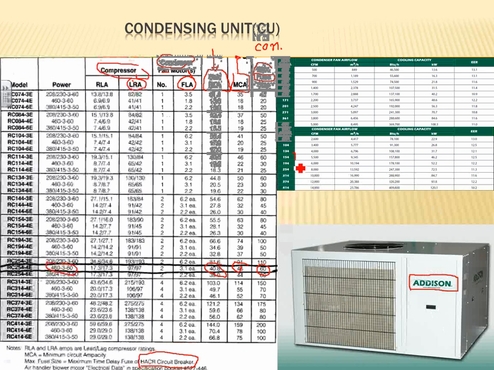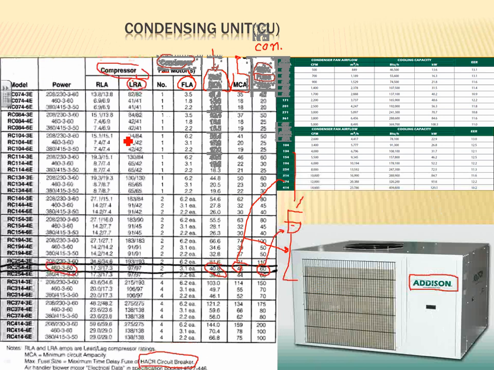So I have my disconnect here, my fuse in here, feeding this unit. This is my fuse size here, and where's my conductor size? Here's my conductor, my conductor size is right in here. Any comments, guys, any questions?